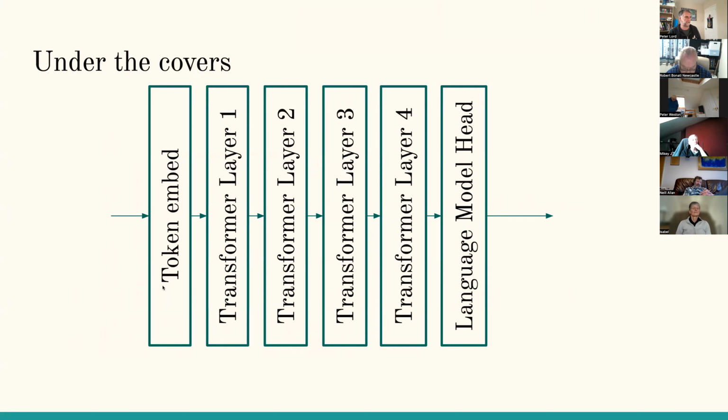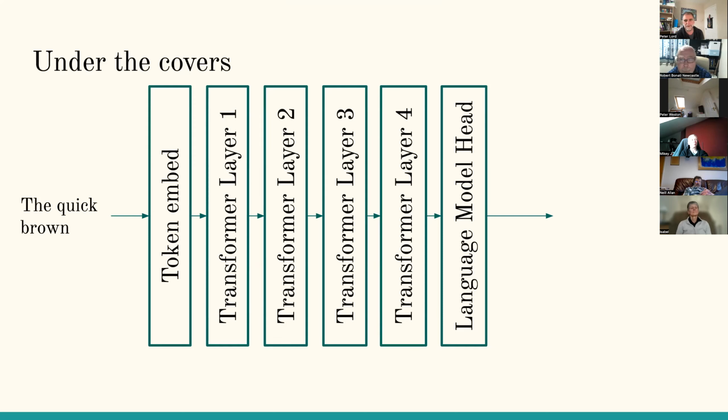It's got a layer called token embed, and it's got a number of transformer layers. They can be any number. And then they've got what's called a language model head. We're going to dig a little bit into each of these types of layers in a minute. But let's have a look at how it works.